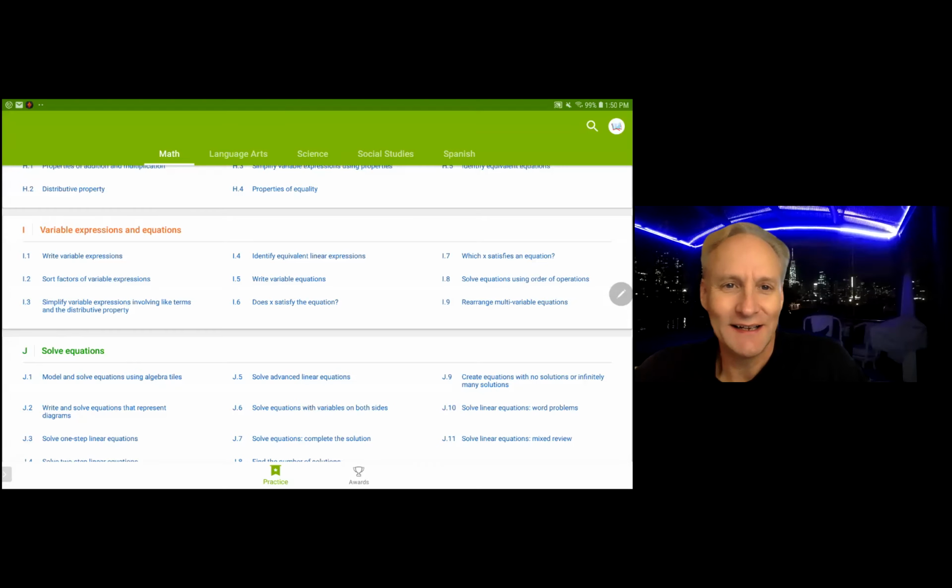Hi, folks. This is Algebra 1 IXL, and we're going to do the J2, which is solving equations that represent diagrams. So they're going to give you a diagram, and you have to write the algebraic equation that goes with the diagram and then solve it. So let's get started. I'm excited. I like these.